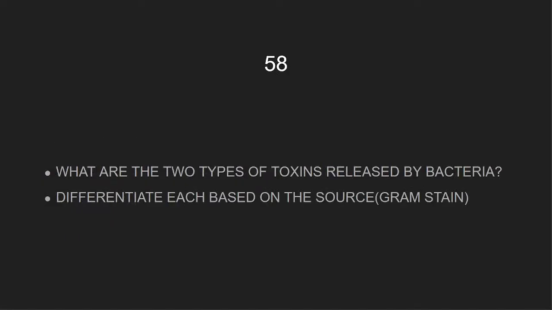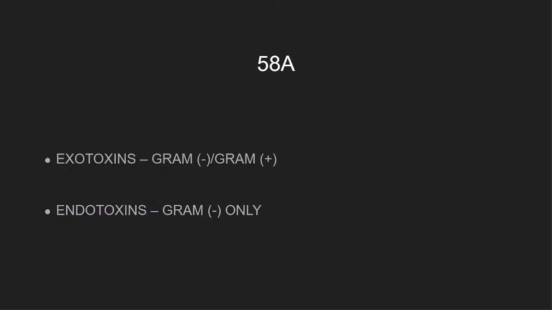Now, let's move on to number 58. What are the two types of toxins released by bacteria? And let's differentiate them based on the source, whether it is gram positive or gram negative. So there are two types of toxins released by bacteria. We have, let's show them the answer, exotoxins and endotoxins. Exotoxins are released by both gram-negative and gram-positive bacteria. Endotoxins, on the other hand, are only released by gram-negative microorganisms.